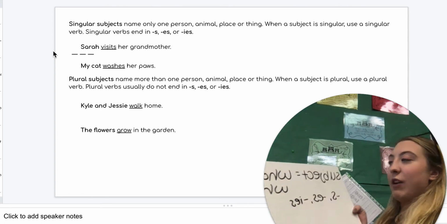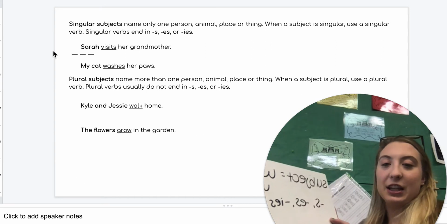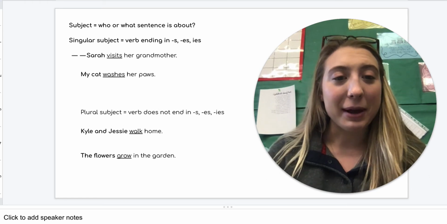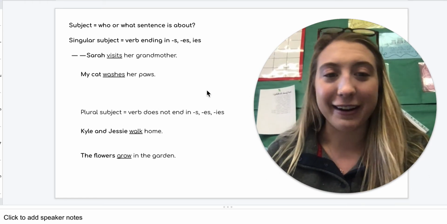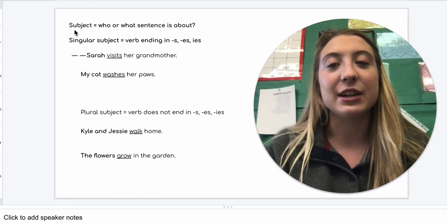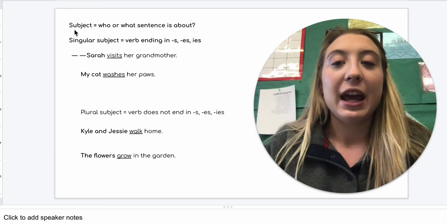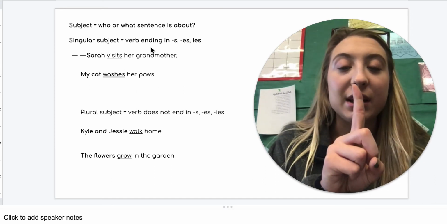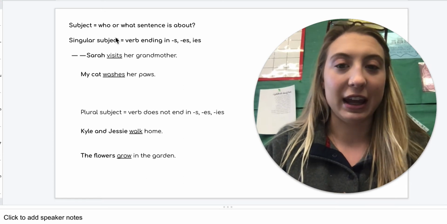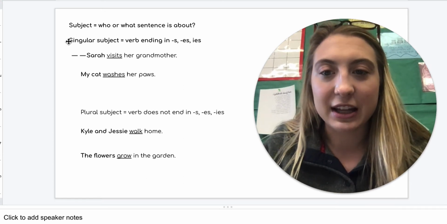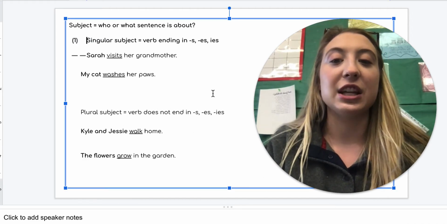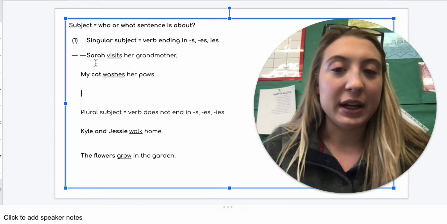So what I would do is write, if my subject is singular, all right, so instead of writing backwards on my whiteboard for notes, I decided I'm just going to write it up here. Made more sense, I'm sorry about that. So up here I just wrote subject equals who or what the sentence is about. And then if we have a singular, meaning one subject, the verb will end in S, ES, or IES. So if it helps to say singular, I'm going to add a 1 in parentheses so I know singular means one.